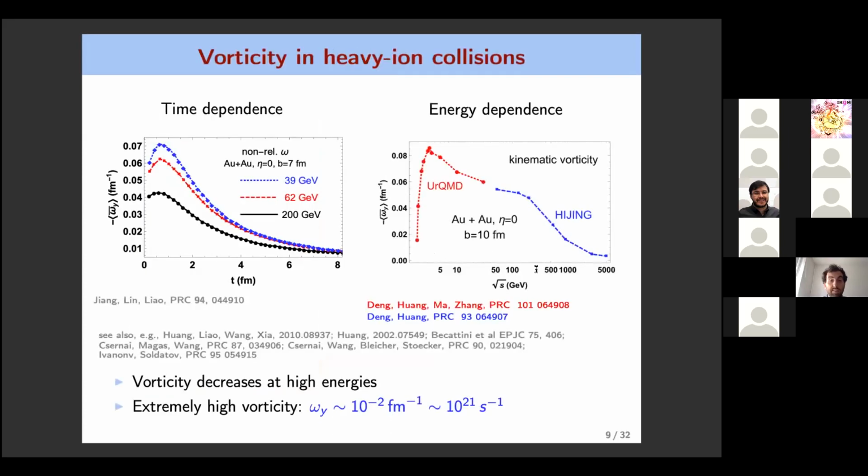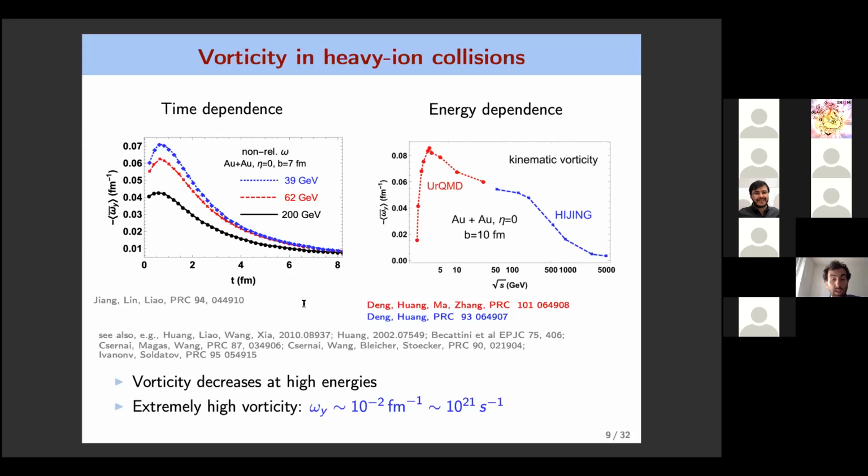And there are some estimates in heavy ion collisions about the behavior of the vorticity. These calculations show that the vorticity decreases in time, as the medium evolves. And there is also a feature which is maybe not so intuitive: the strength of the vorticity also decreases as the center of mass energy of the colliding ions increases.